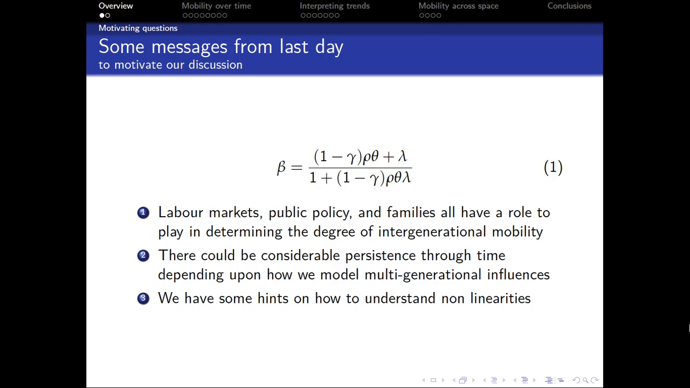But even the Becker-Thomas paper goes so far as to put family culture in that lambda. So all of this is to sort of embody that Venn diagram that I showed you at the very beginning of the year, that labor markets, public policy, and families all influence a degree of intergenerational mobility. And we suggested last day as well that there could be considerable persistence in time depending upon multi-generational influences.